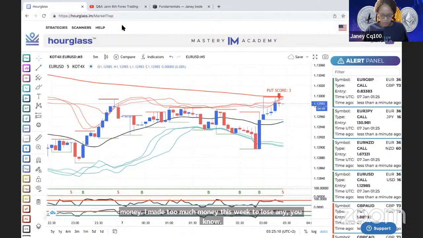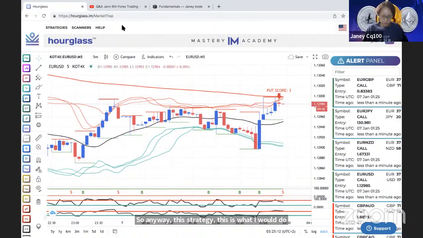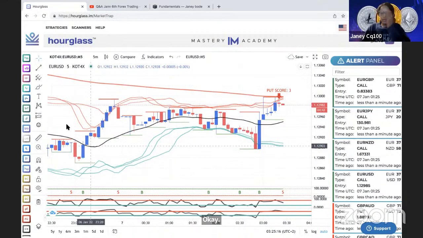So anyway, this strategy, this is what I would do personally. I'll just explain, Ivy. So literally what he's just saying is to wait for the price to get to 1.041. Let me pull up TradingView.